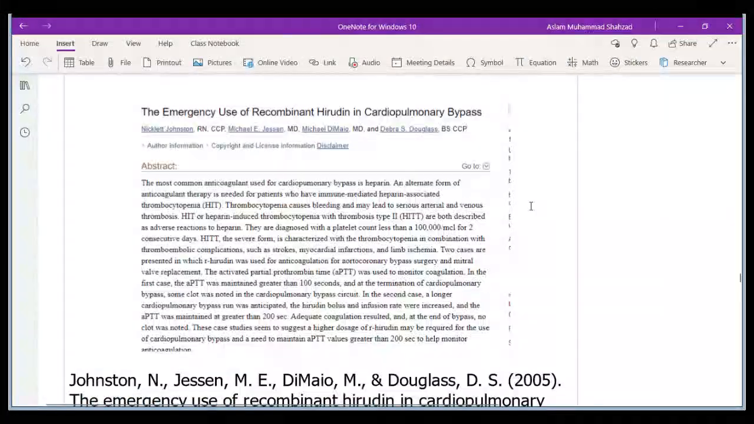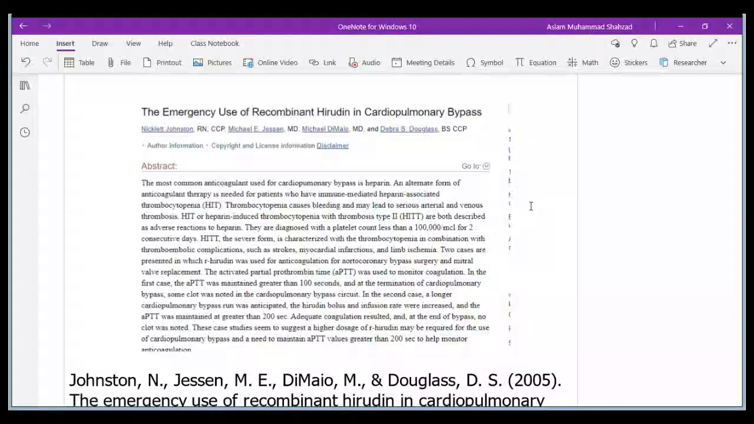I have read a very interesting article, especially on hirudin and the emergency use of recombinant hirudin in cardiopulmonary bypass, and we found that the most commonly used anticoagulant for cardiopulmonary bypass is heparin. But now an alternative to heparin is available, especially if someone is allergic to heparin, because the source of heparin is animal. So if someone is allergic to heparin, then the patient can be given the other drug, which is hirudin.